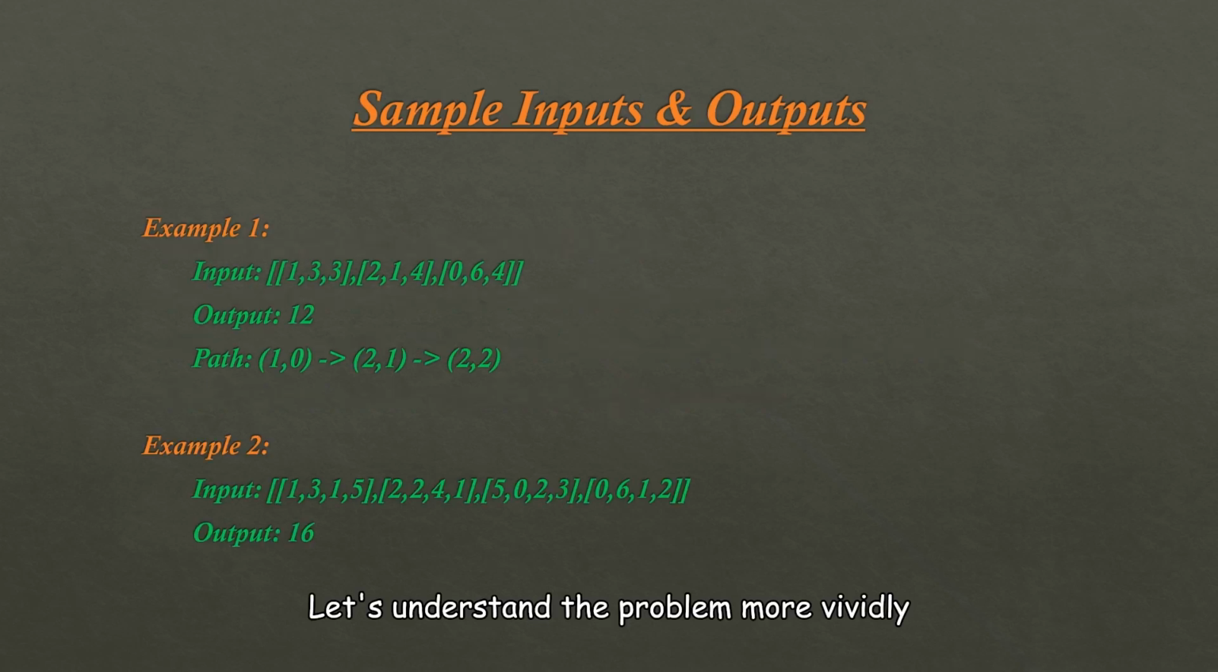Let's understand the problem more vividly through examples. In the first example, we see a clear optimal path starting from the second row, then dipping down and moving right, collecting a total of 12 gold. In the second example, there are multiple paths, each yielding the same maximum, which is 16 gold. This underlines the fact that the solution isn't always unique, but it's always optimal.